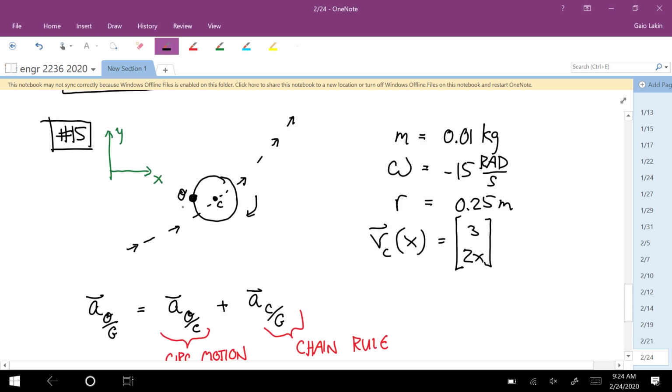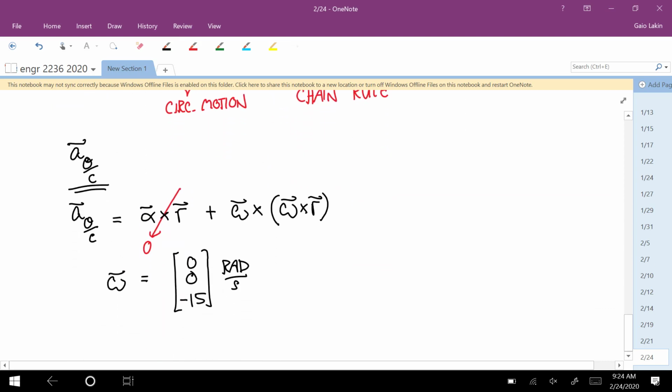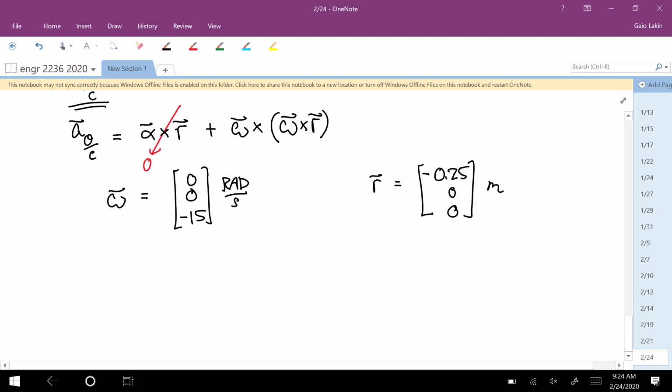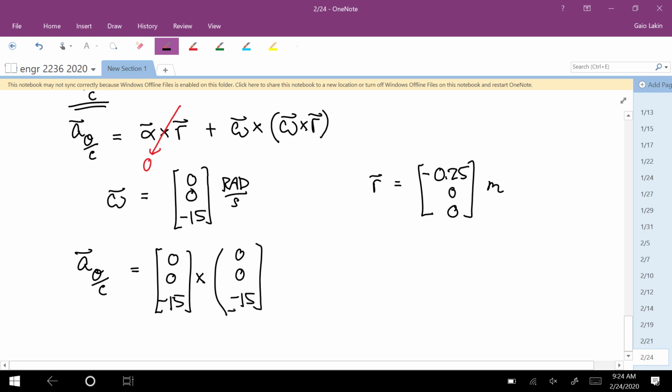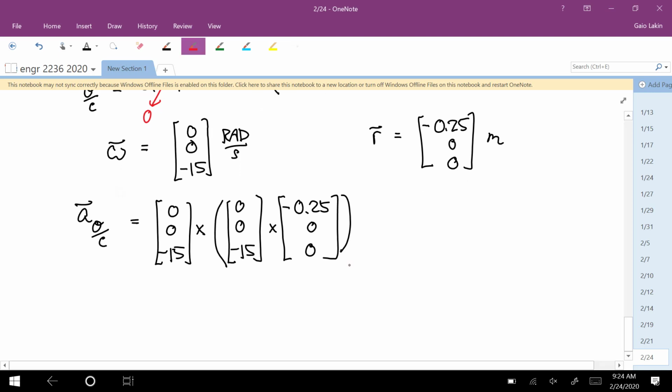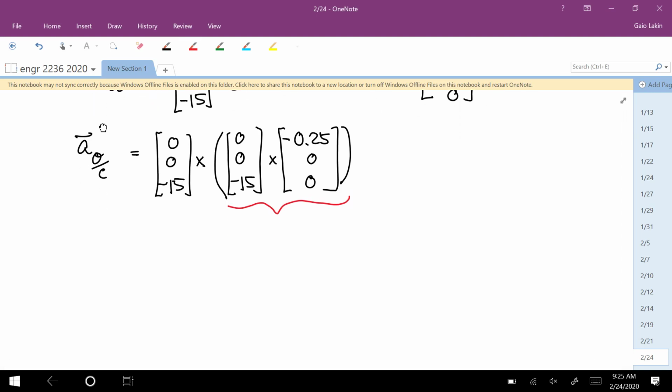So our omega vector is 0, 0, negative 15. And our r vector is in the negative x direction with a magnitude of 0.25, so negative 0.25, 0, 0. That's in meters. And so the acceleration of O relative to C is equal to 0, 0, negative 15, crossed with the quantity 0, 0, negative 15, cross negative 0.25, 0, 0. Well, that is 3.75 positive in the y direction.